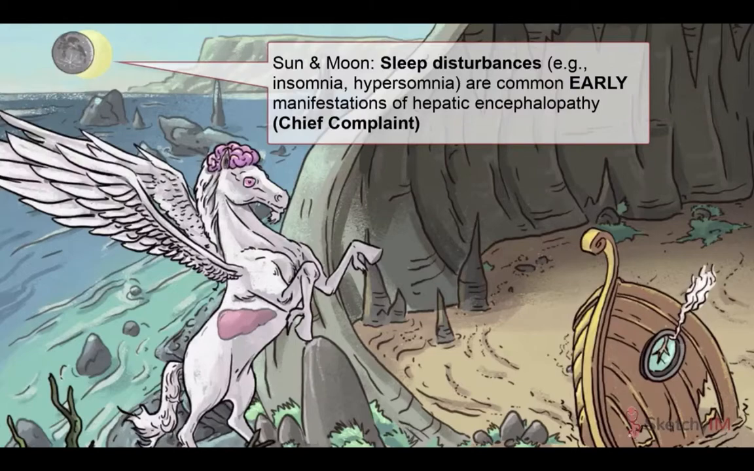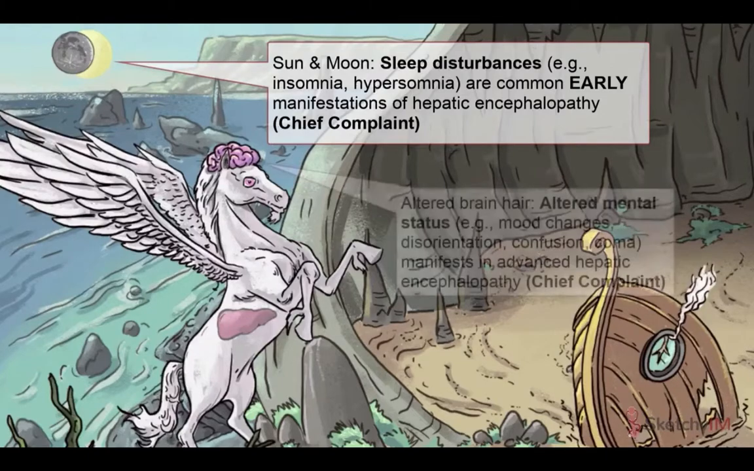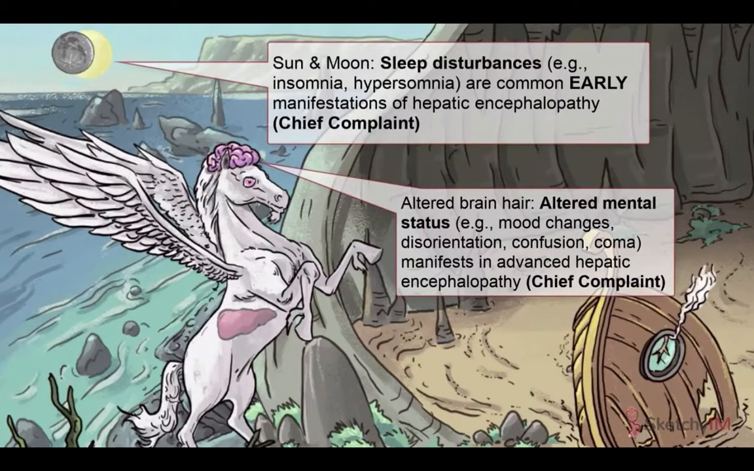Insomnia and hypersomnia, and other disturbances in sleep pattern, are common initial manifestations of hepatic encephalopathy. As encephalopathy progresses, more overt neurocognitive symptoms can arise, including mood changes, disorientation, and confusion. The end game here is coma.